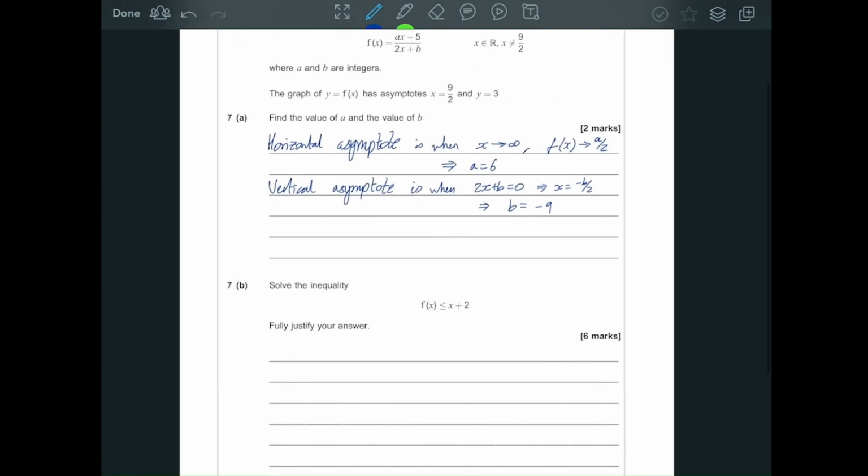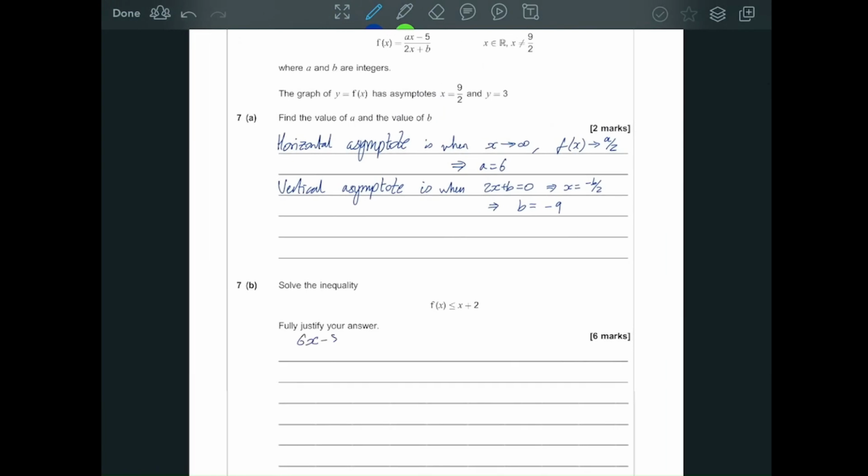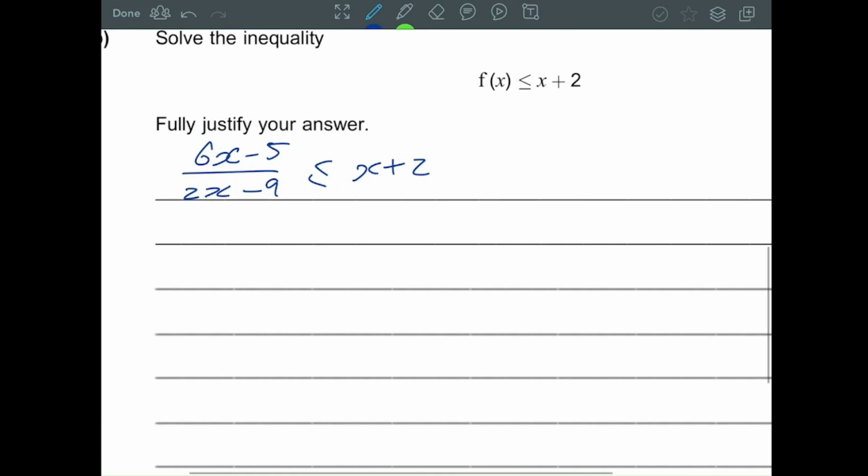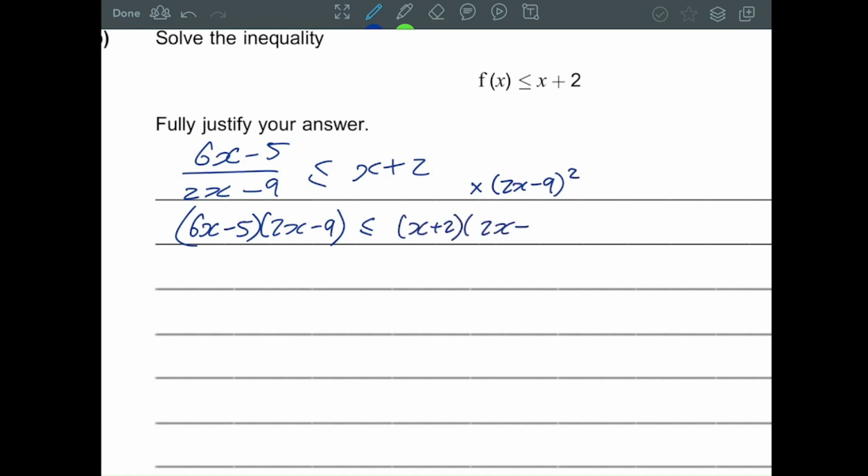So the actual inequality we're trying to solve is (6x - 5)/(2x - 9) is less than or equal to x + 2. And if you've forgotten the reason why we need to multiply by this squared, it's because with inequalities, if you multiply by a negative, we'll swap the sign. So sometimes multiplying by 2x - 9 causes a sign switch, which we do not want. Multiplying by the thing squared is always positive, so we'll never cause that sign switch.